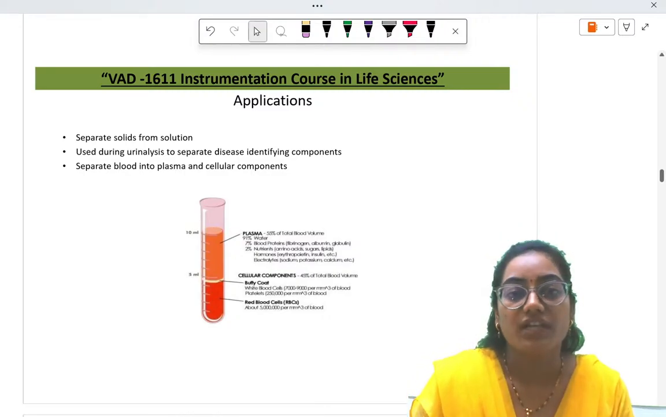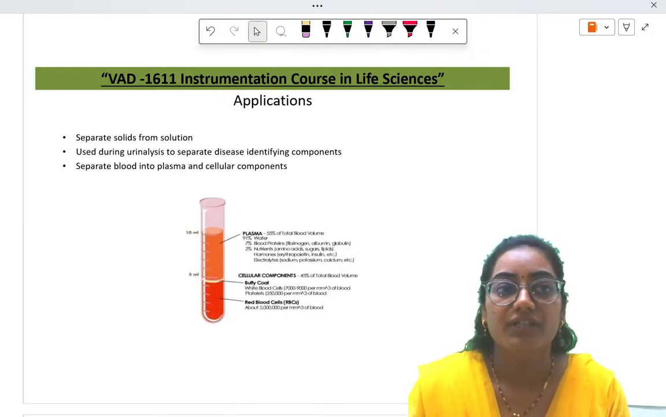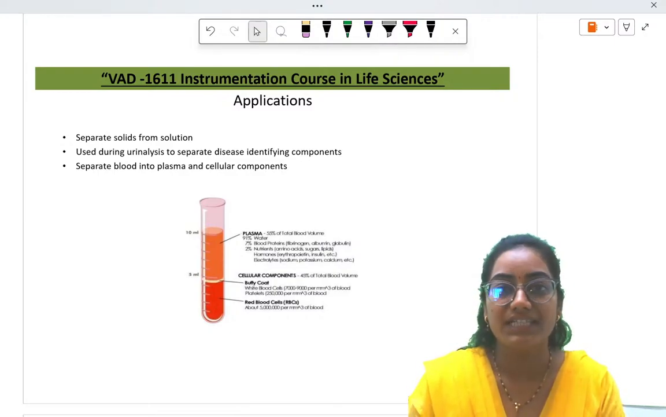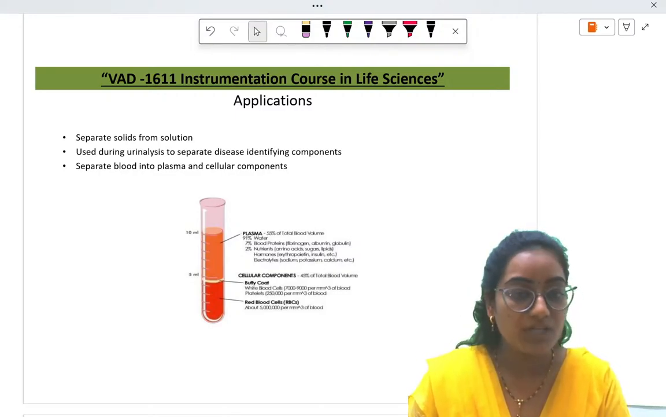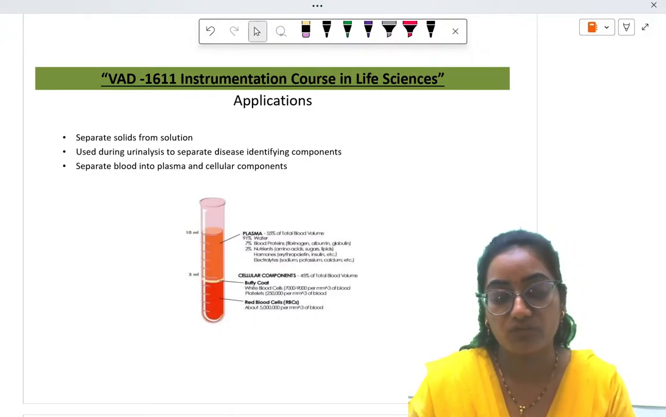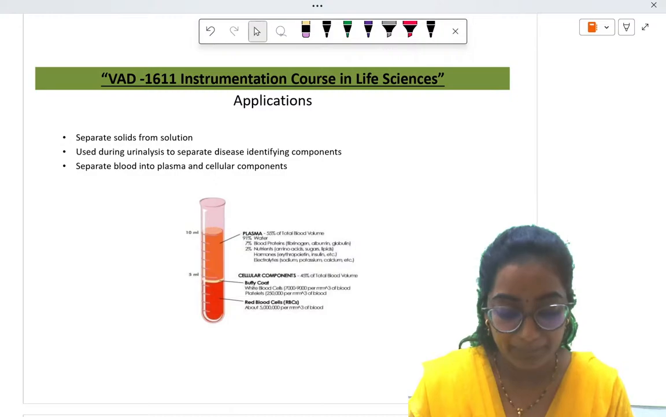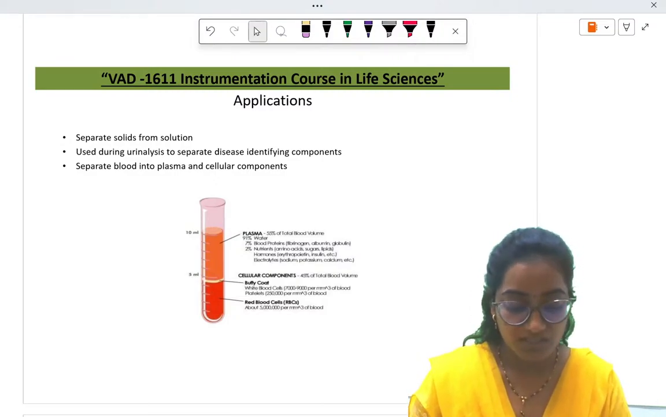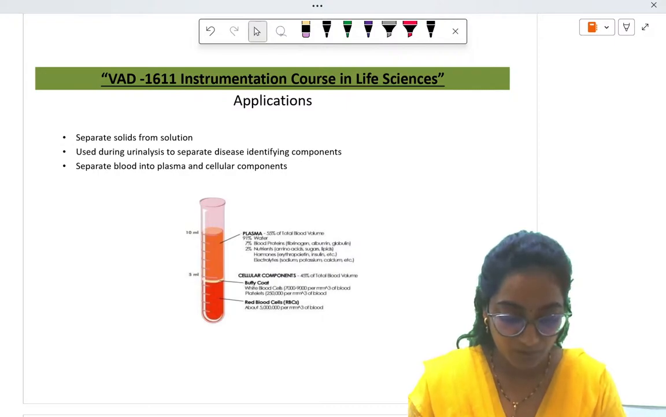Next we see applications of centrifugation. The major application of centrifugation is the separation of solids from liquid, or separation of liquids with different densities. The separation is done according to size, shape, density, and viscosity of the medium, and rotor speed also affects the separation of the samples. It is also used in urinalysis to separate disease-identifying components.